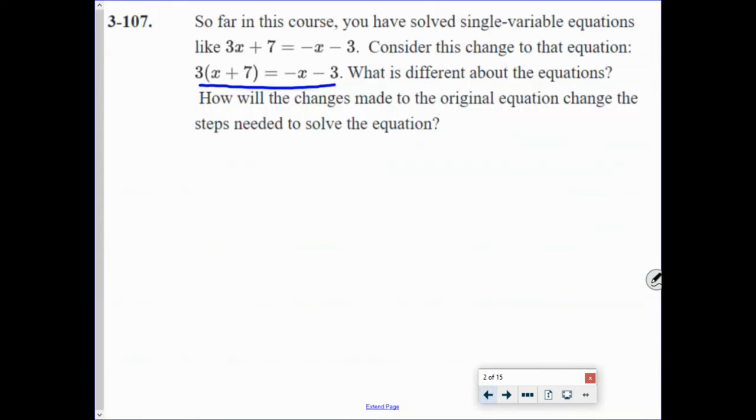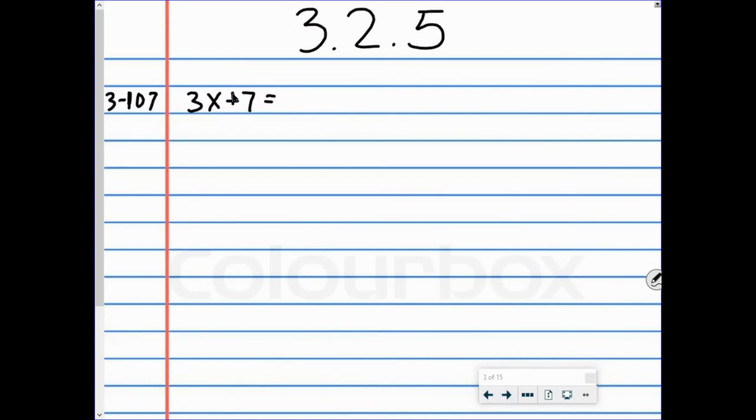So here's how your paper should look. 3.2.5, nice and big, a new page, always a new page. And we did problem 107. I like to leave a line, and then 107, and whatever I write on my paper, you should write on yours. And it was 3x plus 7 equals the opposite of x minus 3.